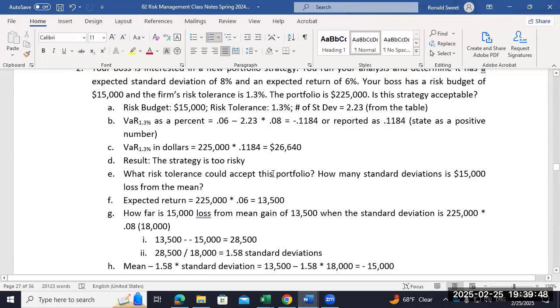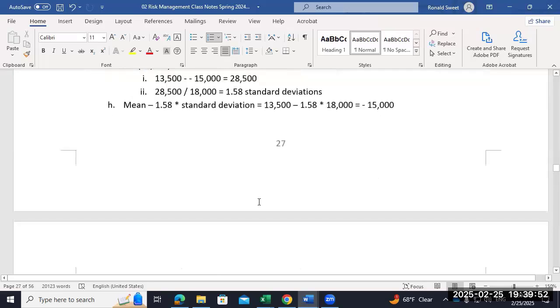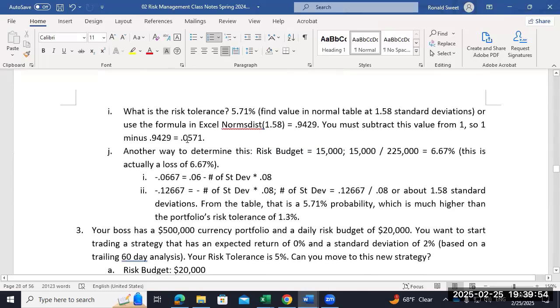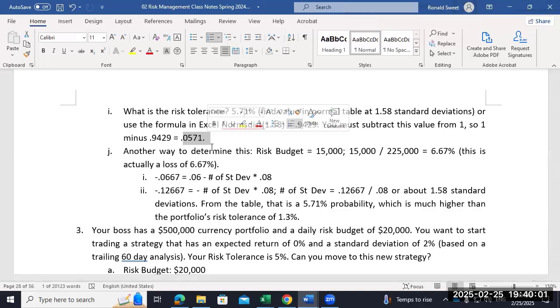So he has a risk tolerance of 1.3%. His risk tolerance would have to increase to 5.571% for him to accept this. That's a pretty high risk tolerance. He's going to have to accept a lot more risk.